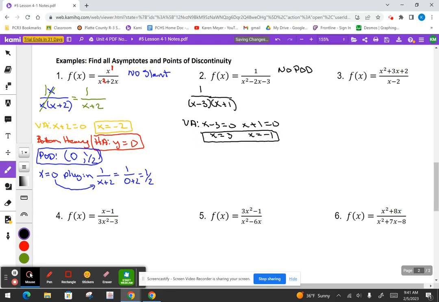So now I want to compare my exponents. Remember, go back to the original problem. If there's no x on top, you can think of that as being x to the 0 power because there's no x's. So if I compare these, once again, I'm looking at a bottom heavy because 2 on the bottom is bigger than the 0 on the top. And if it's bottom heavy, then it's going to have an HA, and it's always going to be y equals 0. Done.